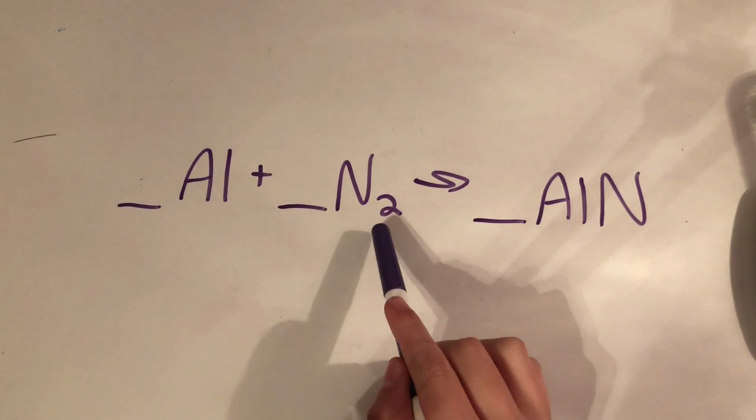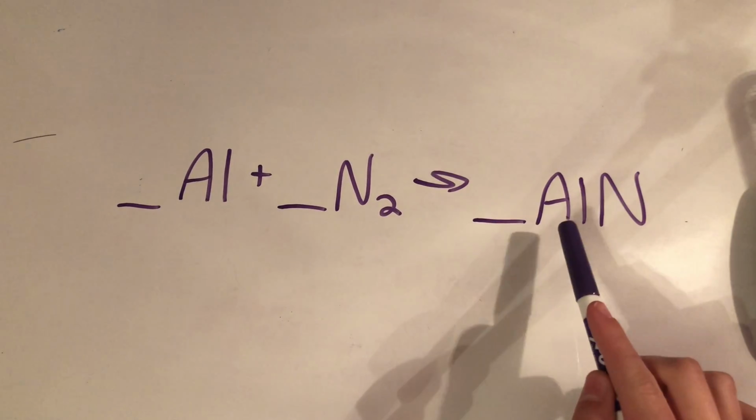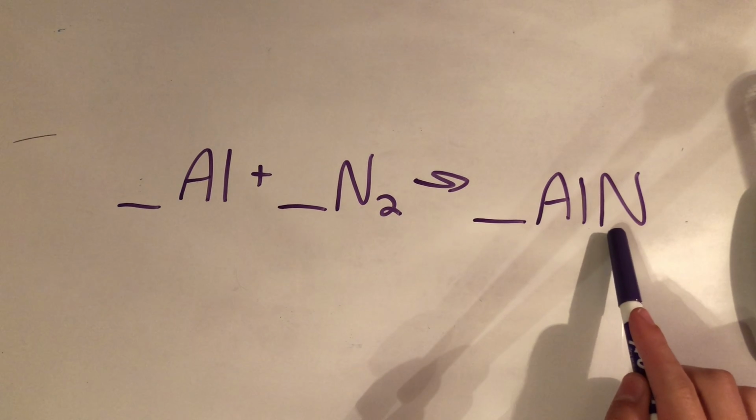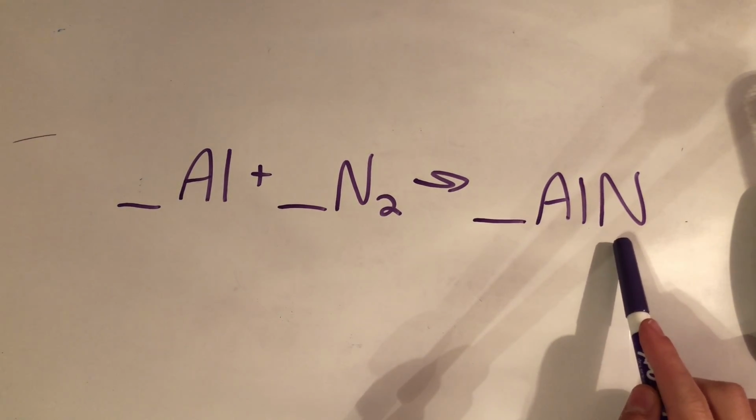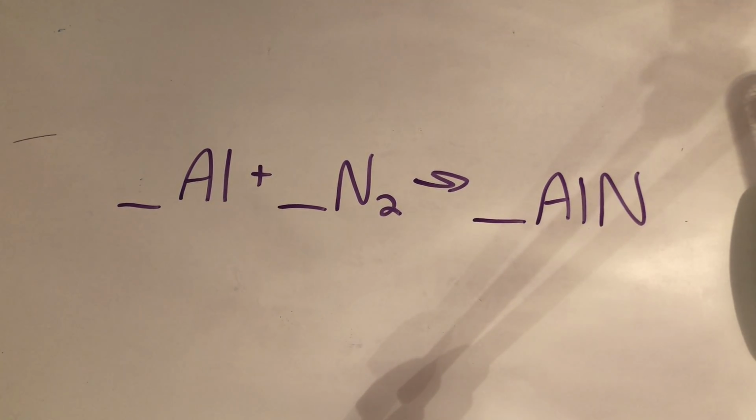So there's 2 nitrogen here and 1 aluminum, right? But there's 1 aluminum and 1 nitrogen here. So what the heck do you do? The law of conservation of mass doesn't allow for this. So what do you gotta do?